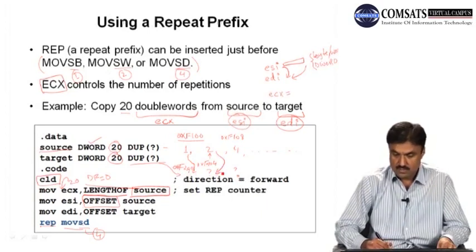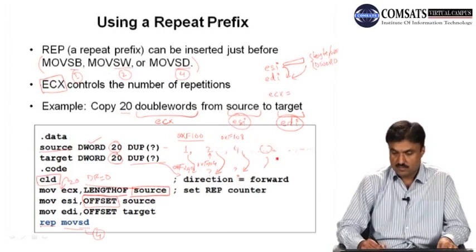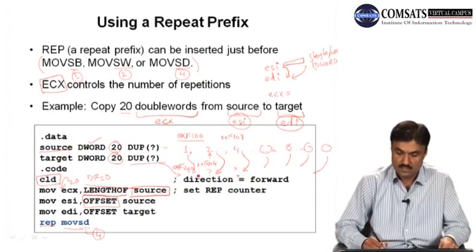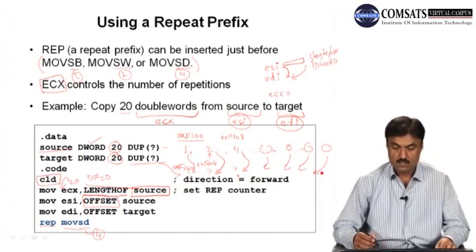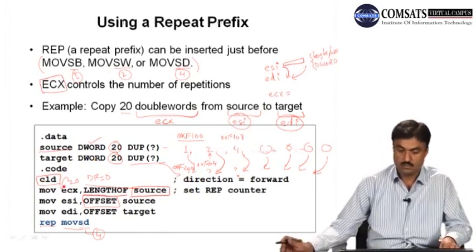2 will be copied from here to this area. 4 will be copied from here. So whatsoever the number of values, 20 double words you are defining, they will be copied from this array to the next array and so on. And the increment will be based on MOVSD or MOVSB or MOVSW, and so on.